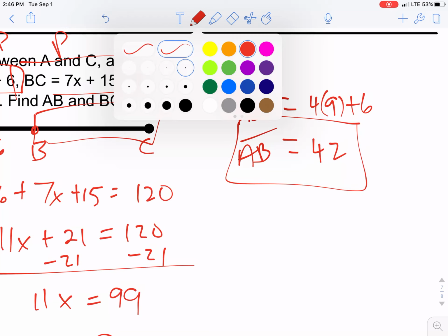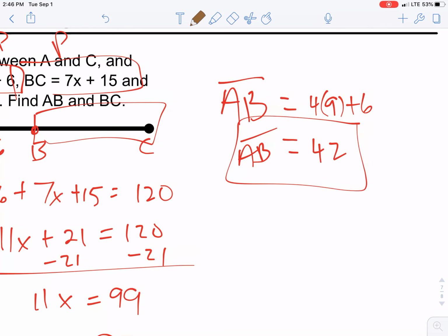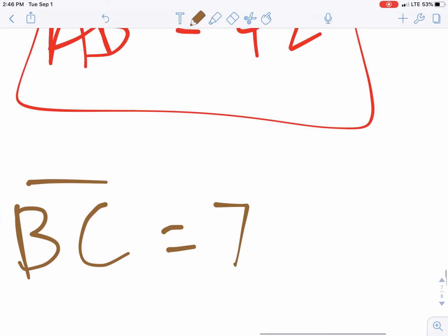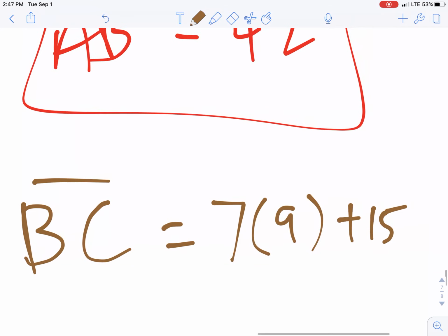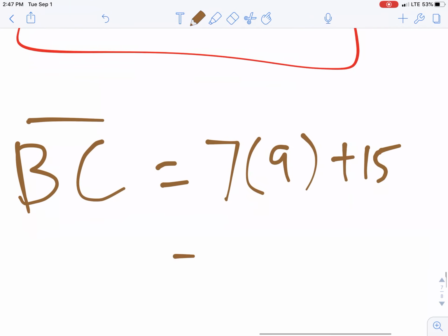And then do B to C, which is 7 times 9 plus 15. 7 times 9 is 63. 63 plus 15 gives you a grand total of 78. Not 178, just 78. Okay?